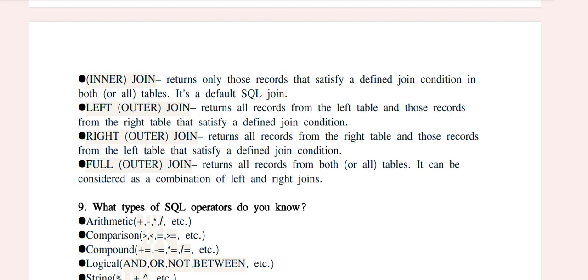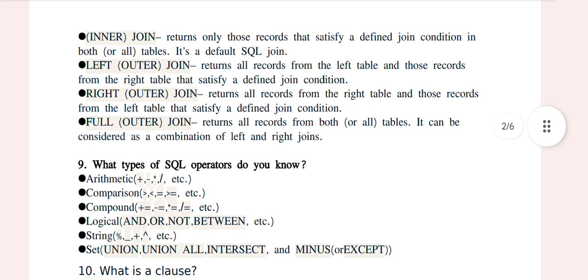So what is the role of inner join? Inner join returns only those records that satisfy the defined join condition in both or all tables. It is the default SQL join. Left outer join returns all records from the left table and those records from the right table that satisfy the defined join condition. Right join returns all records from the right table and those records from the left that satisfy the join condition. Full join returns all records from both tables, which can be considered a combination of left and right join.